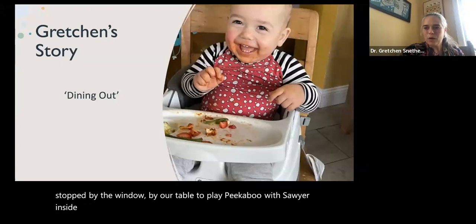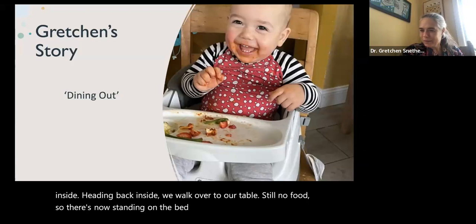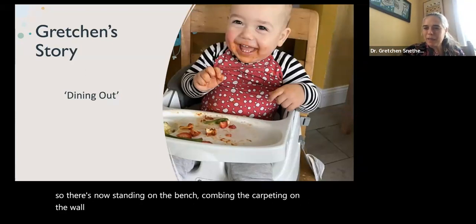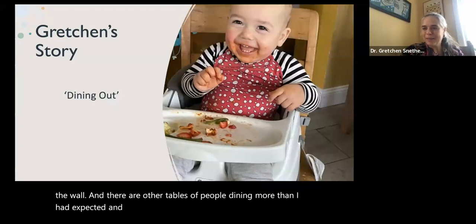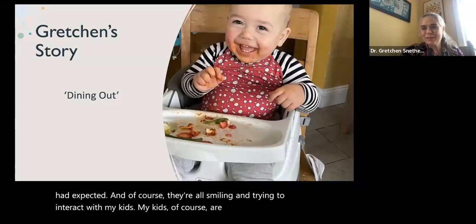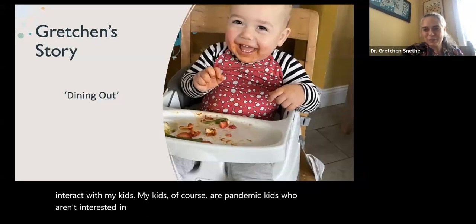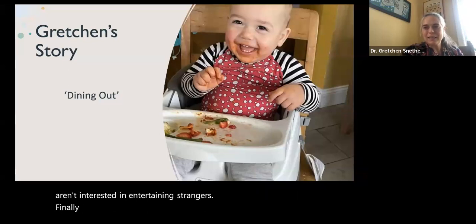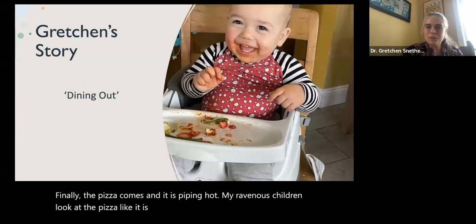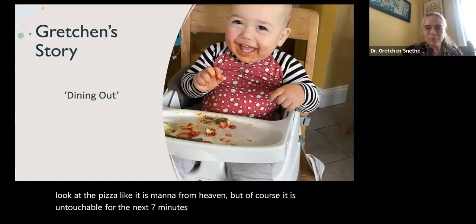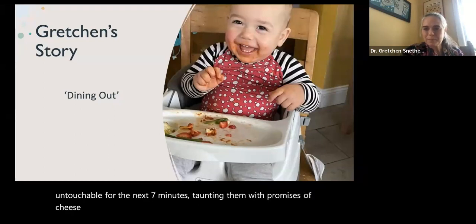We stop by the window by our table to play peekaboo with Sawyer inside. Heading back inside, we walk over to our table. Still no food. Sawyer's now standing on the bench, combing the carpeting on the wall. And there are other tables of people dining, more than I had expected. And of course, they're all smiling and trying to interact with my kids. My kids, of course, are pandemic kids who aren't interested in entertaining strangers. Finally, the pizza comes and it is piping hot. My ravenous children look at the pizza like it is manna from heaven, but of course it is untouchable for the next 7 minutes, taunting them with promises of cheesy tomato goodness.